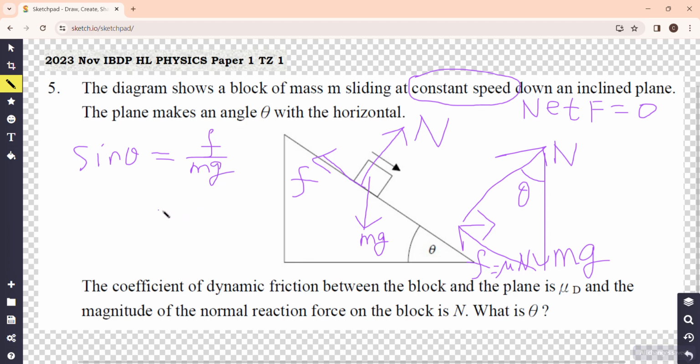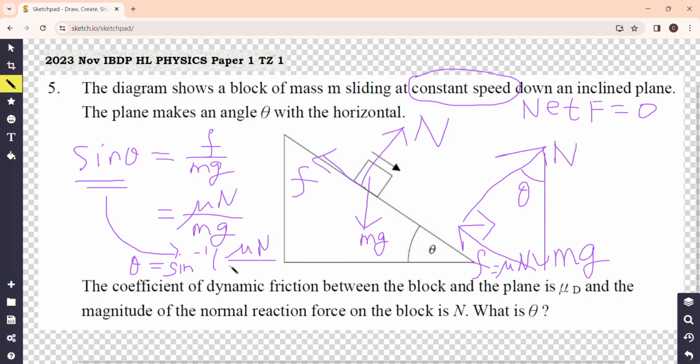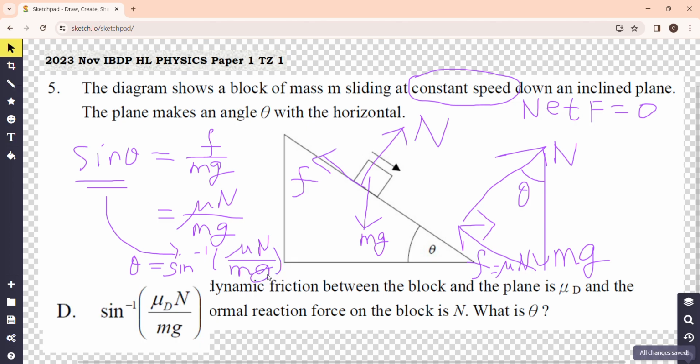Furthermore, F equals mu N. So move the sine to the right hand side and we have the arc sine of mu N over mg. So we got the answer, and the answer is D. Thank you.